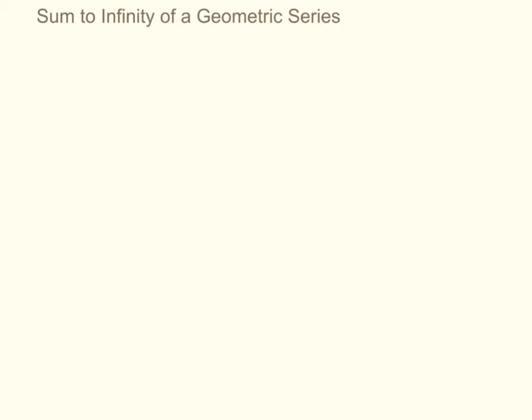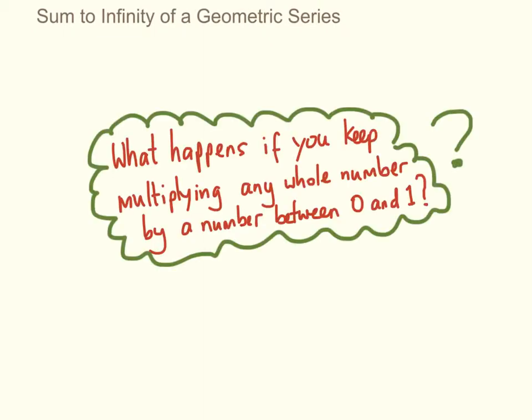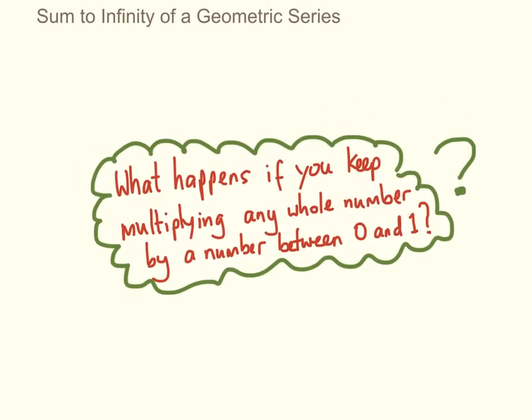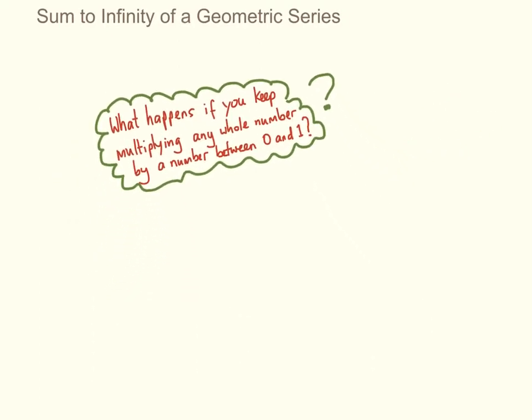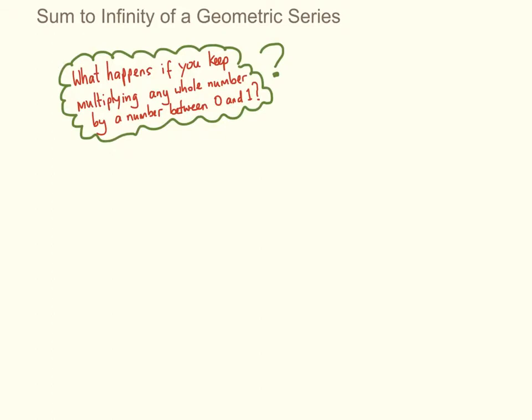Well, then with this video, we're finally to the end of geometric sequences and series. And this next bit we're looking at is the sum to infinity of a geometric series. I'd just like you to think about that question that I'm floating about the screen. What happens if you keep multiplying any whole number by a number between 0 and 1?